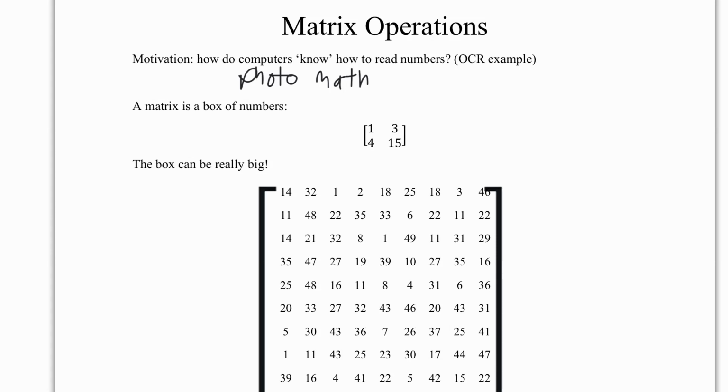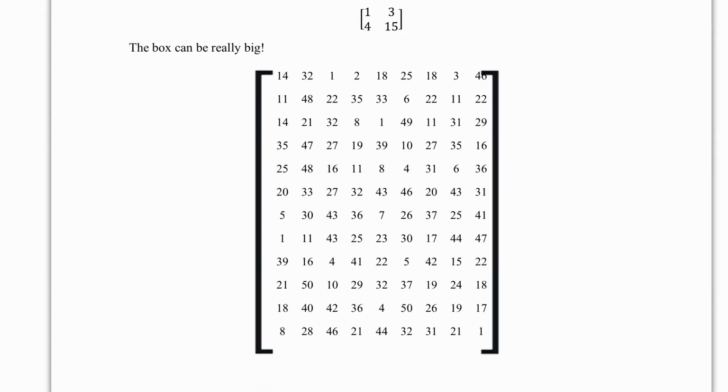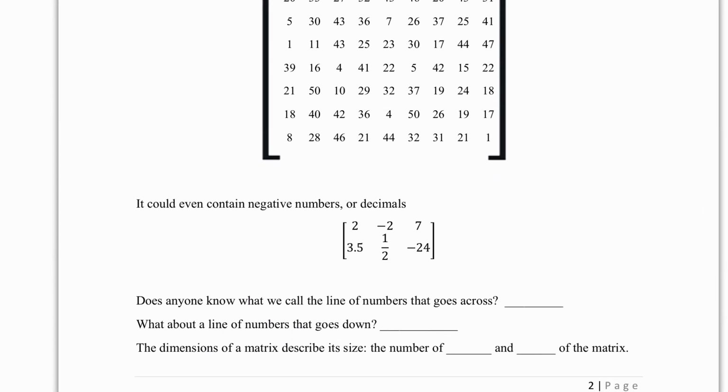So what is a matrix? Well, a matrix is a big box of numbers. For example, 1, 3, 4, 5. This is a small box, but the box could be very big, something like this. It's a giant box, and it's got the numbers 14, 32, 1, 2, and so on. And this box, the whole thing, is called a matrix. The matrix is just the box that holds all these numbers. And you could have all sorts of numbers. You could have negative numbers, you could have decimals, you could have fractions. It doesn't matter what's in the box, it's just that we have numbers in the box.